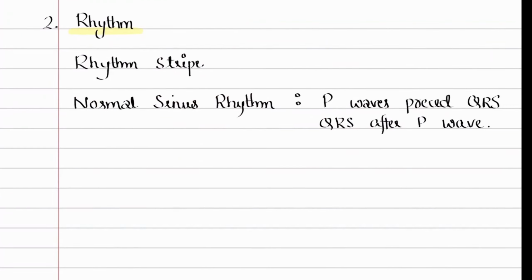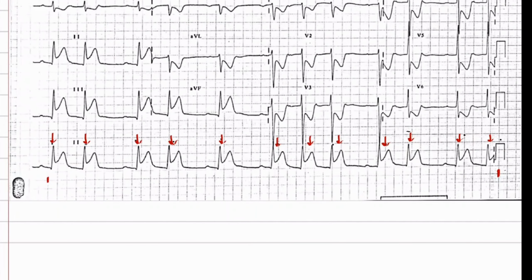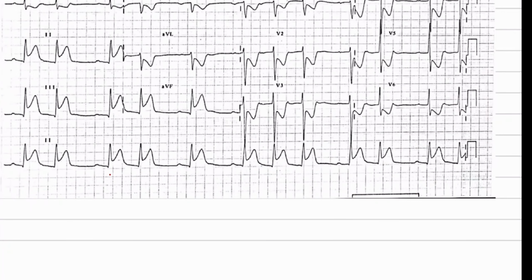Next comes the rhythm. Here we know that the rhythm is not at all regular. We already discussed it. Here we can see a P wave, here we cannot see a P wave, here we can see a P wave, here we cannot. So this is not at all regular. These two are identical waves, and there is no P wave in between.